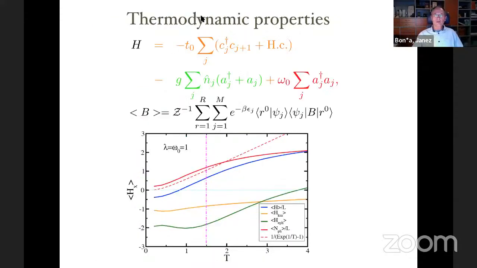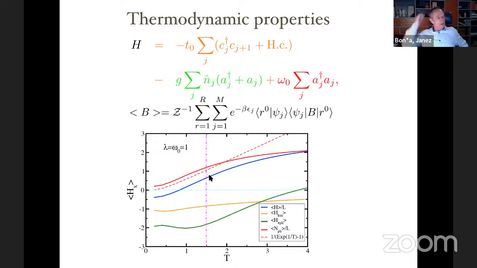So now let's go to the thermodynamic properties. What I plot here is different parts of this Hamiltonian: the kinetic energy in orange, the coupling part in green, and the number of phonons. If omega naught is one, this is exactly the number of phonons, in red. And the blue is the total energy of the system, the whole thing, as a function of temperature.